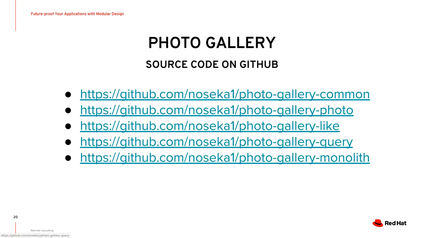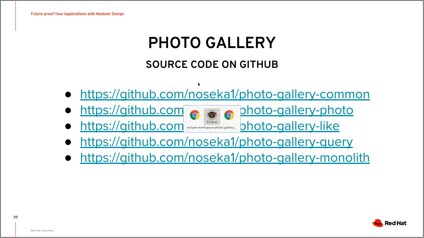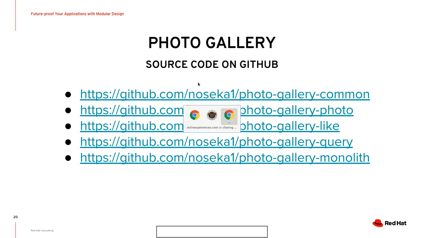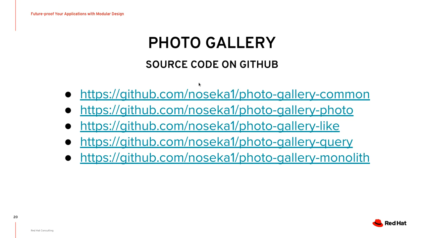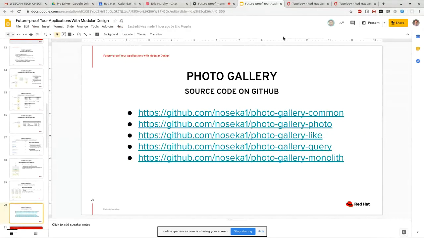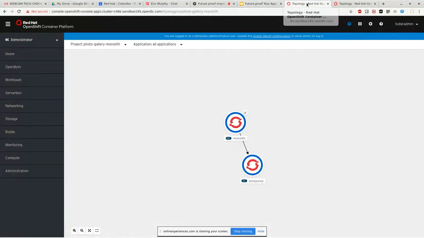So if you are interested, you can find the source code for the photo gallery on GitHub. And one more demo I have for you is I would like to show you how this looks deployed on OpenShift. I have 2 projects here for you to look at. The first one is the photo gallery monolith, which contains the monolithic deployment of our application.